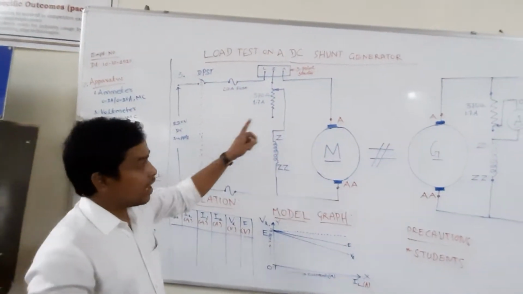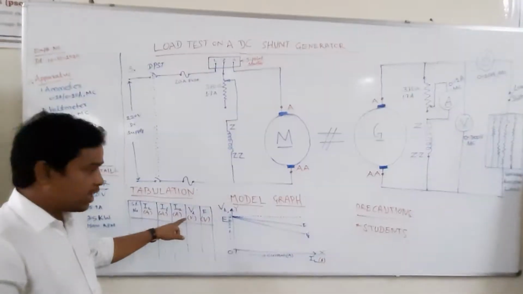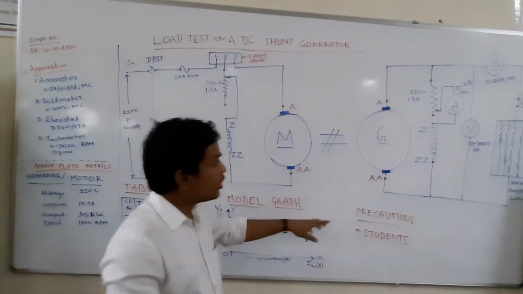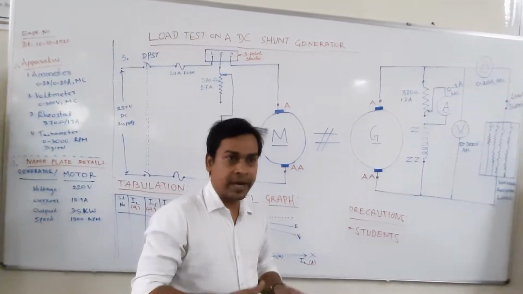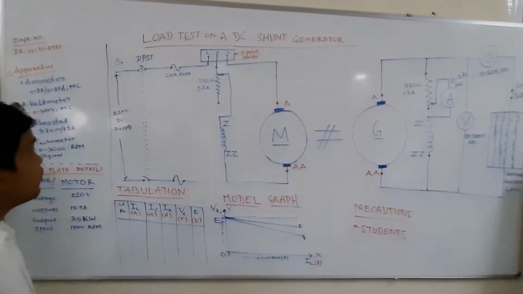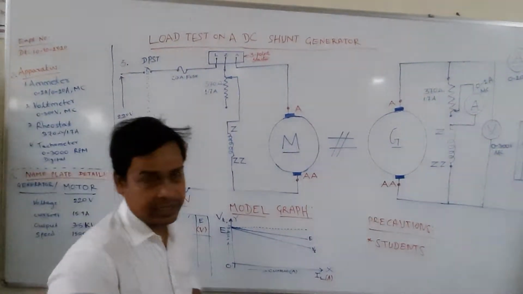Once we understand how the circuit is working, we will see how to take the tabulation, and once you take the tabulation, how to draw the graph. After that we will go to the module, and in that module we will practically do it. So let us start. The name of the experiment is load test on DC shunt generator.